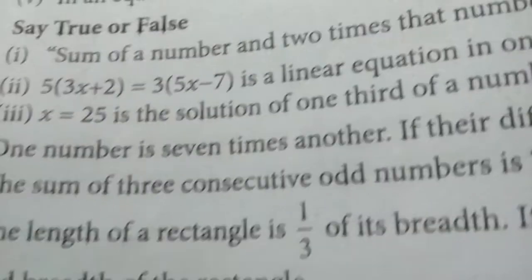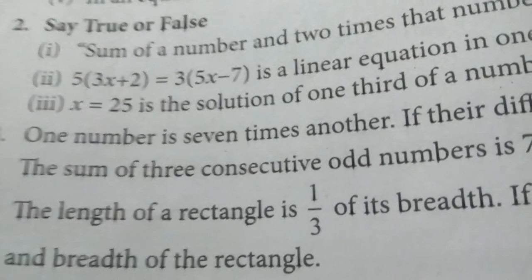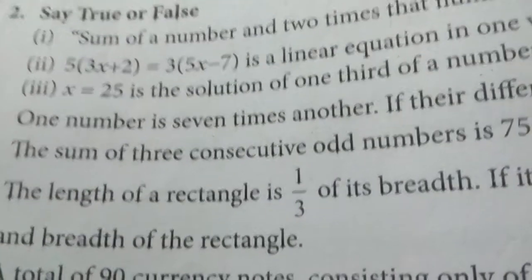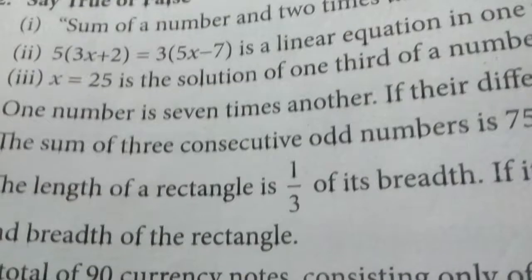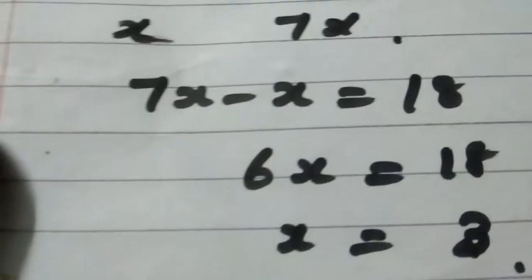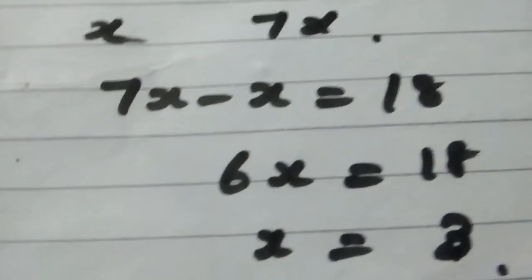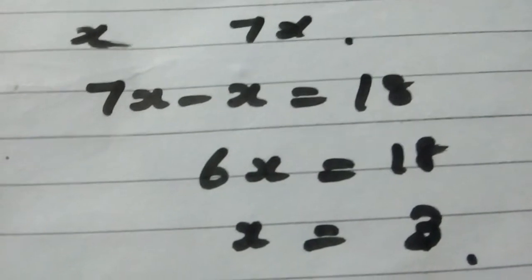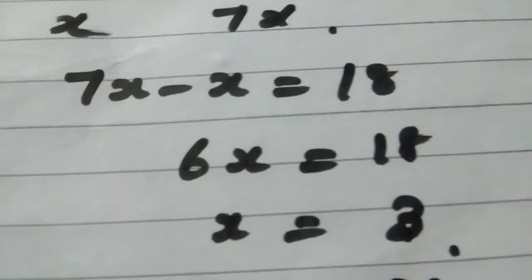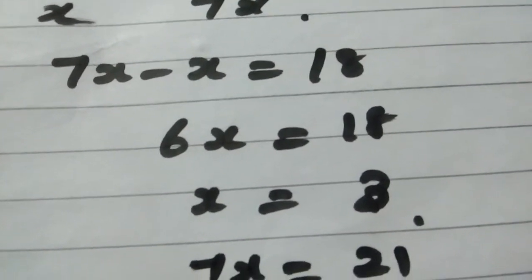Let me repeat the question once again. One number is 7 times another. If the difference is 18, find the value of that. So what is the format to do this? Consider the values to be x and 7x, because it is given that one number is 7 times another. So x and 7x, the difference between them, 7x minus x, is equal to 18.